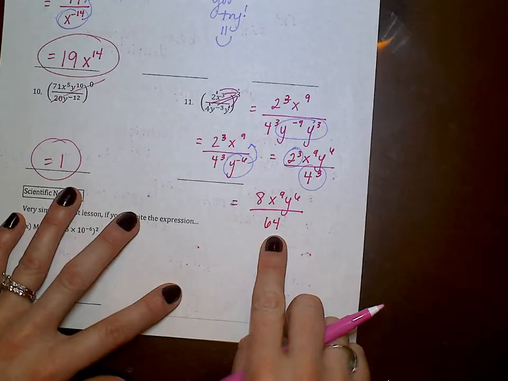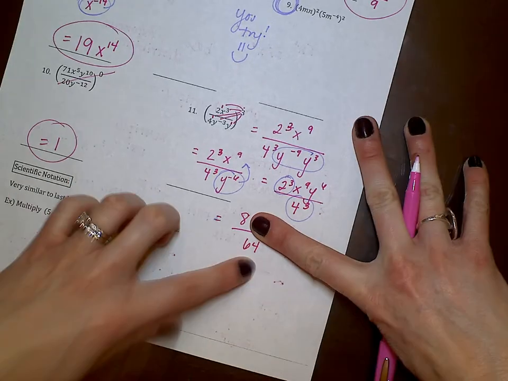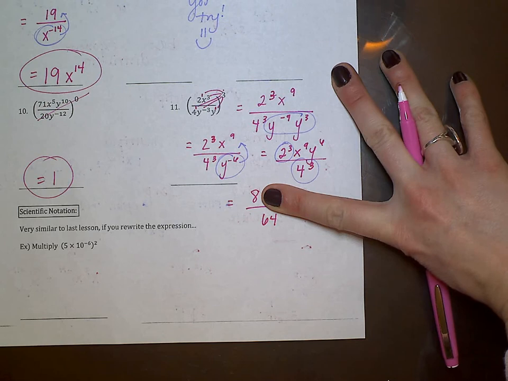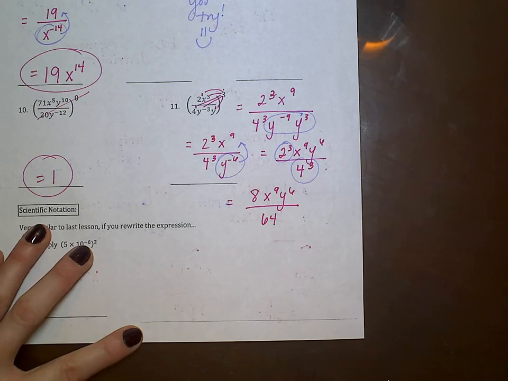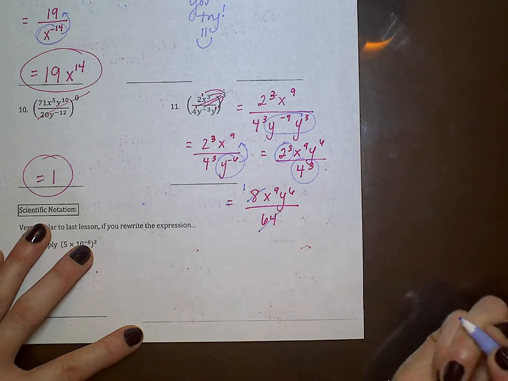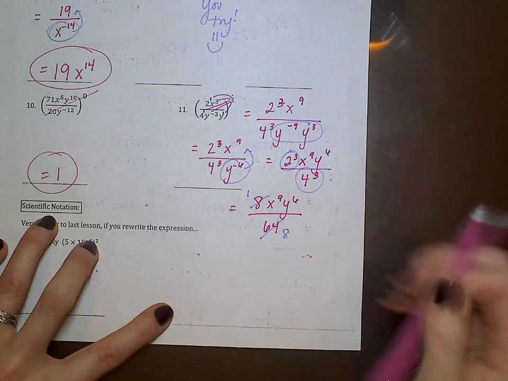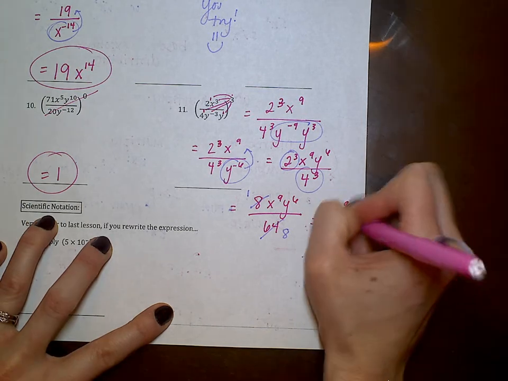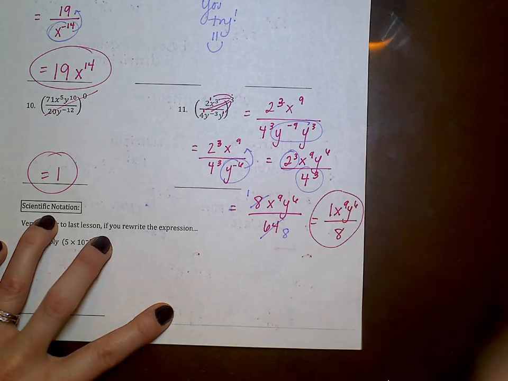You should always look at the numbers. It's 8 over 64. That fraction can be reduced. I can divide both of those by 8. So 8 divided by 8 is 1. 64 divided by 8 is 8. So the best answer is 1x to the 9th, y to the 6th over 8. Ooh, that one's nasty.